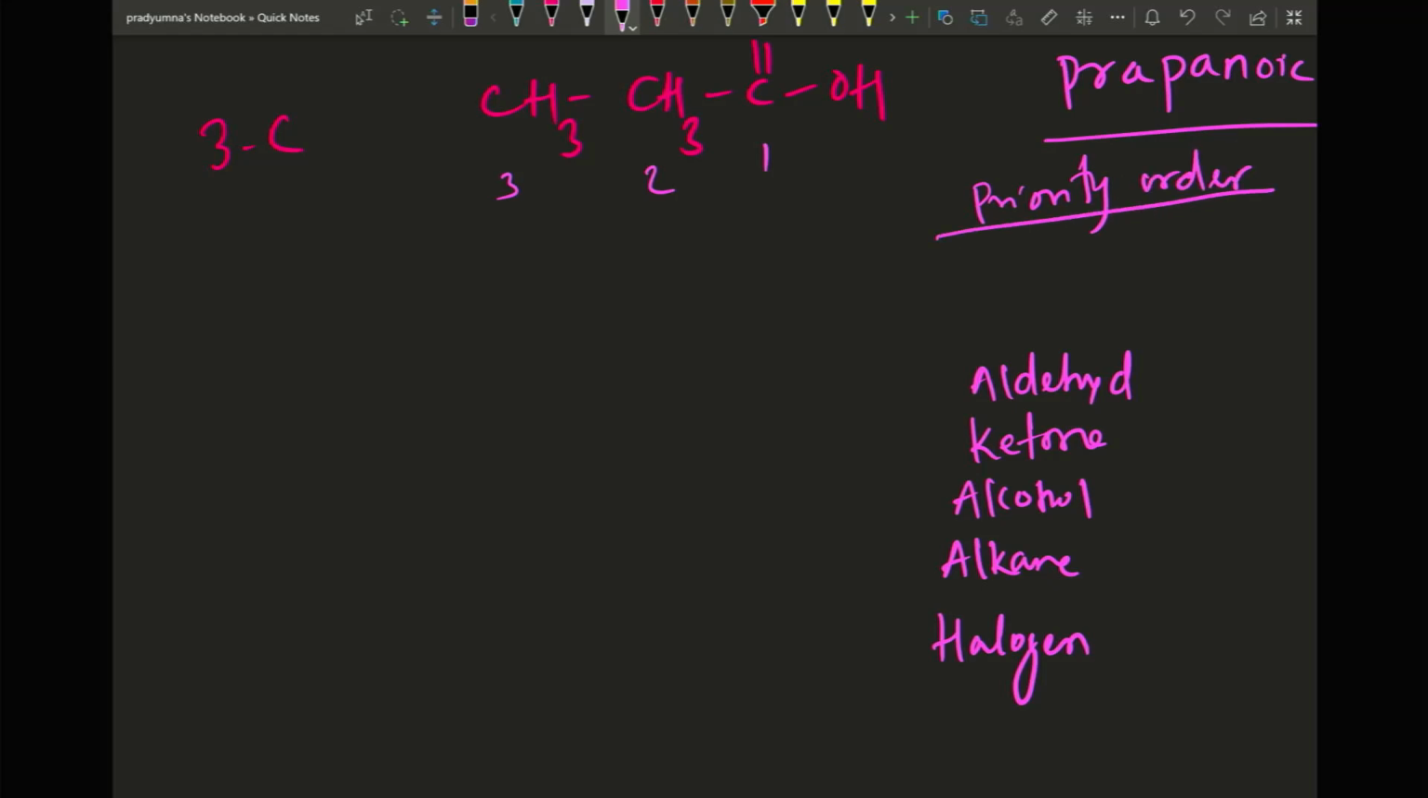So if you have multiple groups, who would you give the smaller number? Whoever is higher in the chain of command gets the first priority, and the carboxylic acid is the highest so far. Okay, let's do some nomenclature. The basic rule is exactly the same as what you have learned so far.